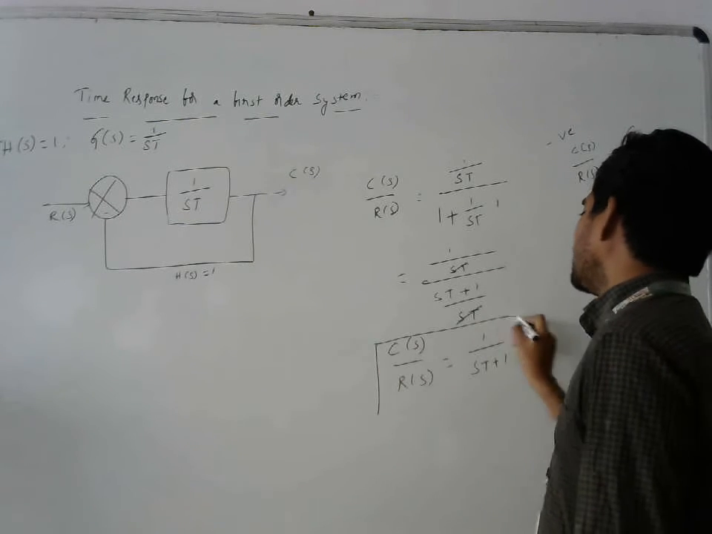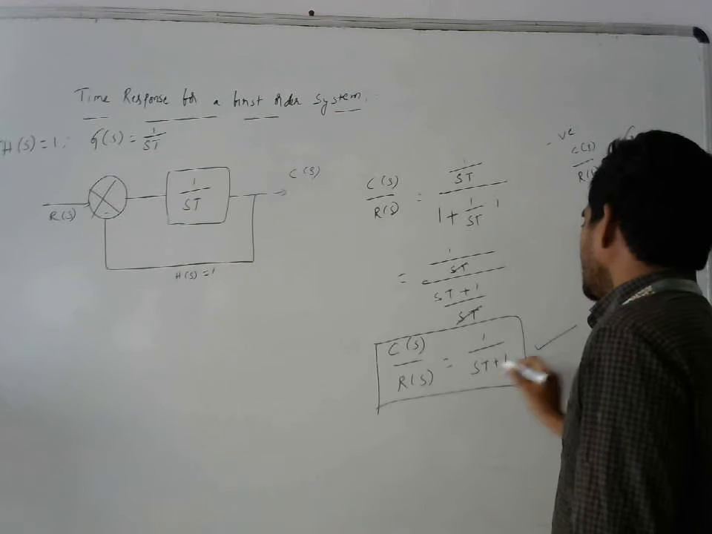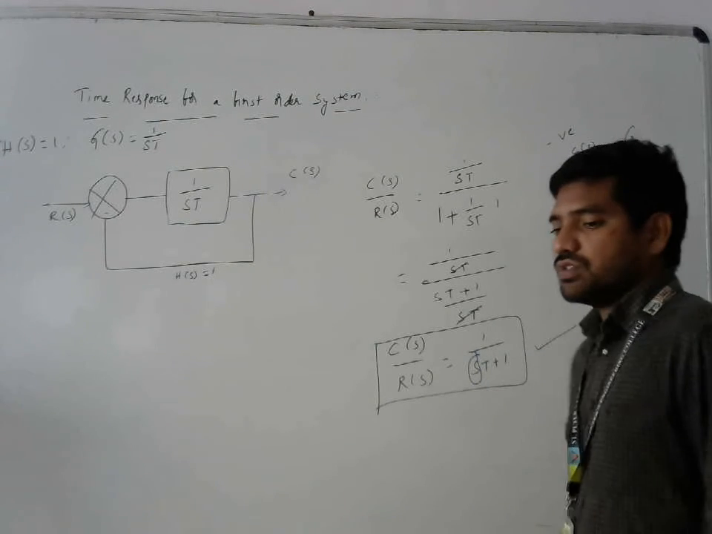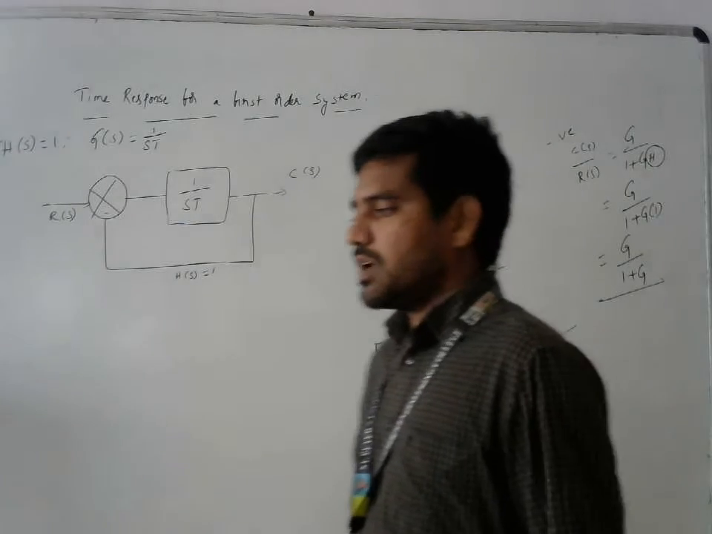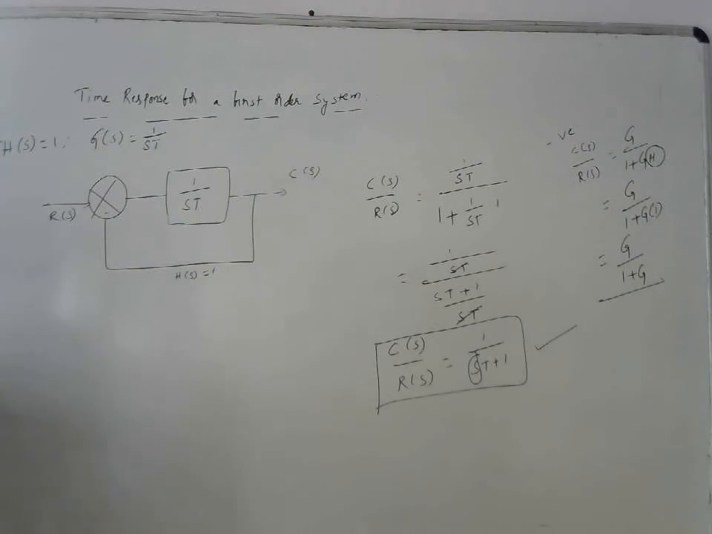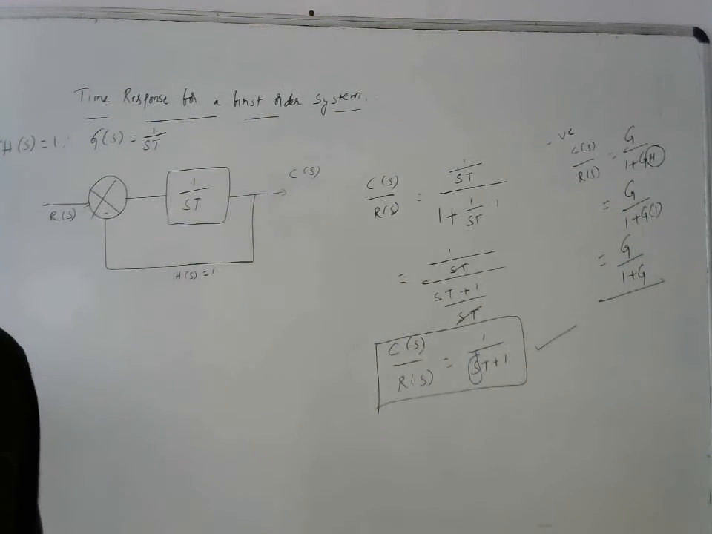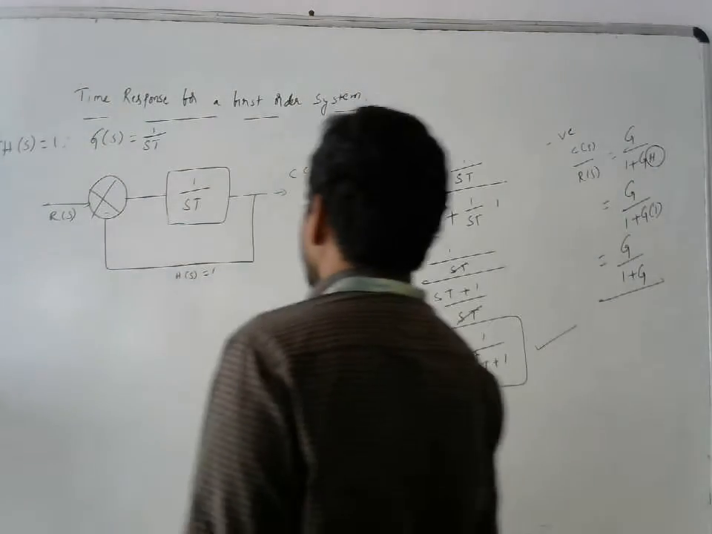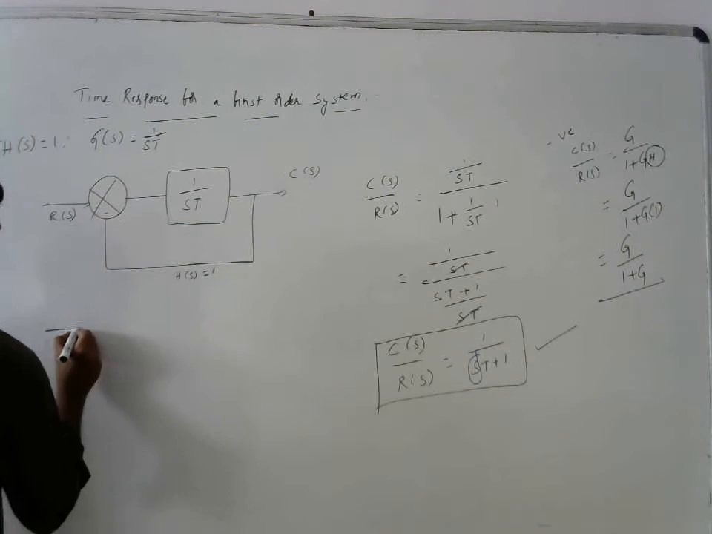This is the first order transfer function. Why? Because the highest power of S is 1. That is the transfer function of any first order system: G of S is equal to C of S by R of S is equal to 1 by ST plus 1.